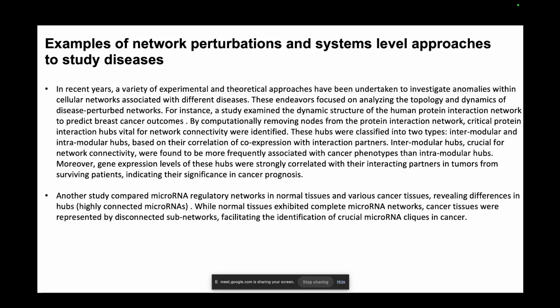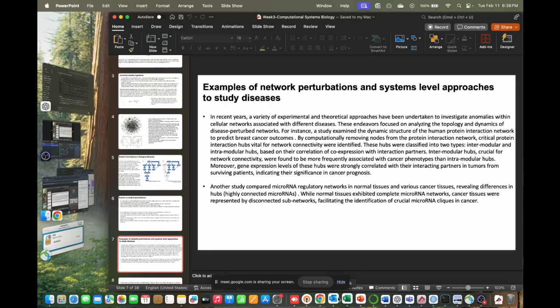Remember, hubs, we talked about, are nodes that have a lot of connectivity. Identifying those nodes is very important because perturbations to those nodes can very easily cause the disease. You can identify these nodes by simulating using computation, and you can systematically remove one node or a combination of nodes, and try to see how exactly the network behaves.